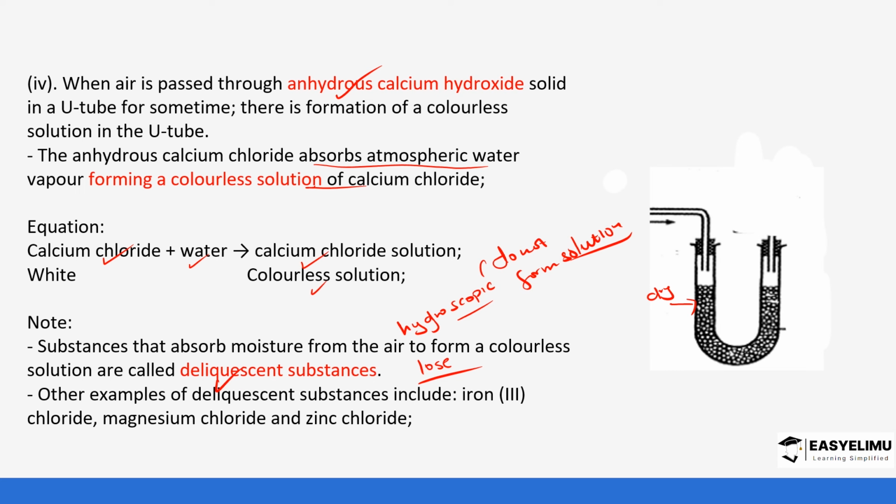Other substances that are deliquescent in nature are iron 3 chloride, magnesium chloride, and zinc chloride. And then the other component of air we are going to discuss is carbon dioxide.